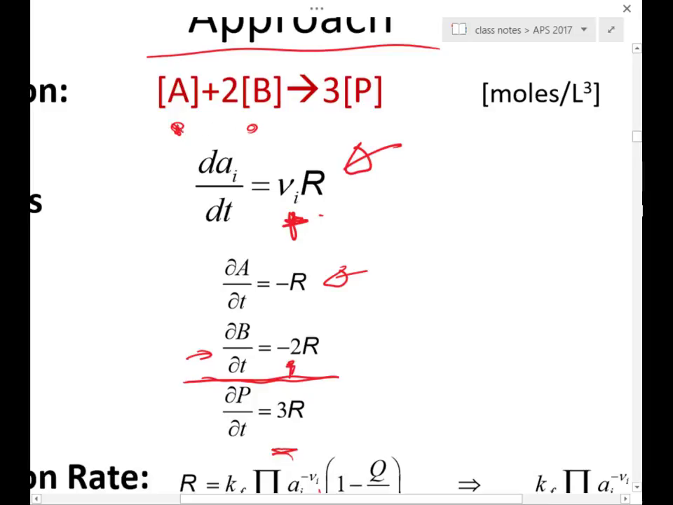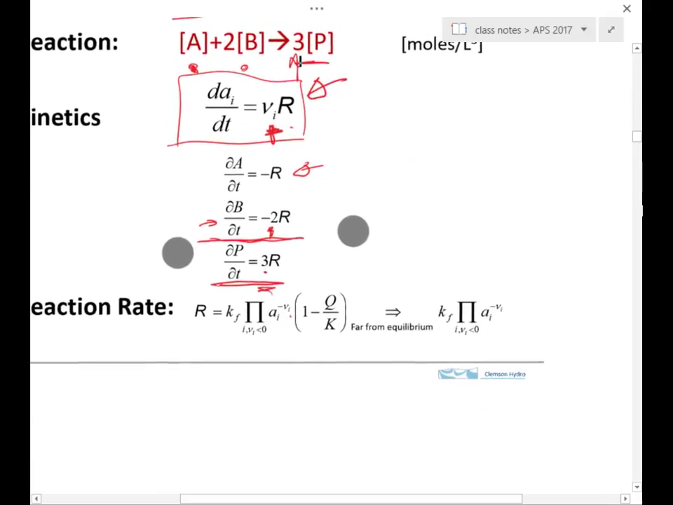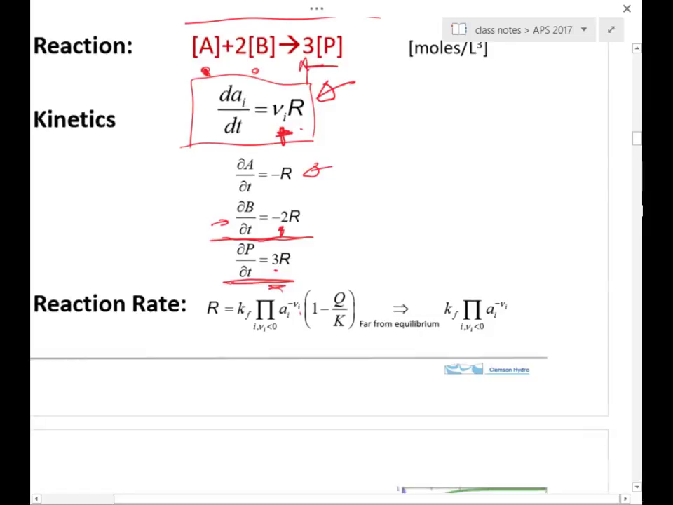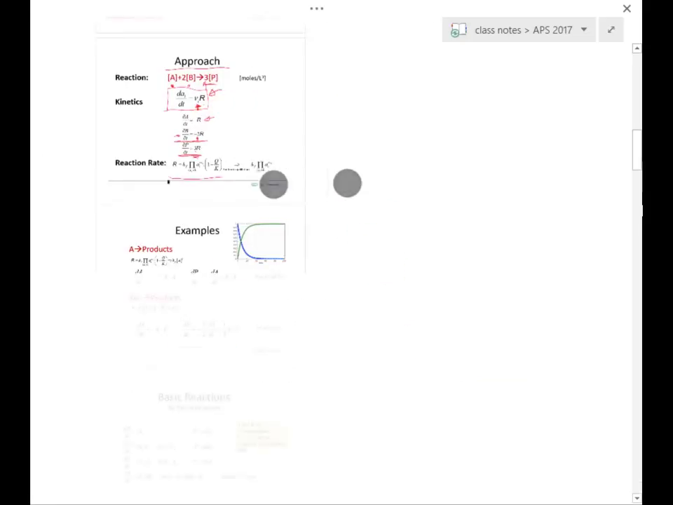And similarly, for each mole of A that's consumed, we have three moles of P that's produced. So the reaction rate for P has a different sign than A. It's positive. And there's the stoichiometry term. Okay? So this allows us to generalize to all the different components in the reaction. All right, so very, very nice. We have a way to proceed, starting with that general equation.